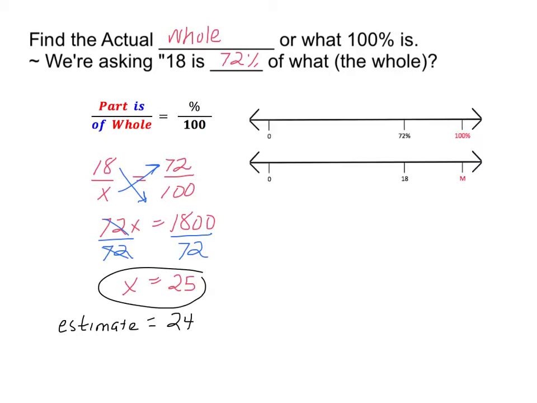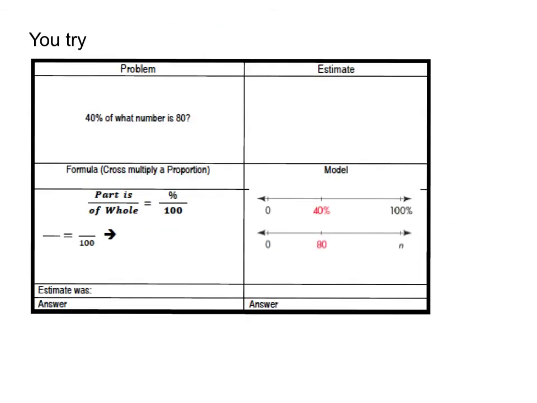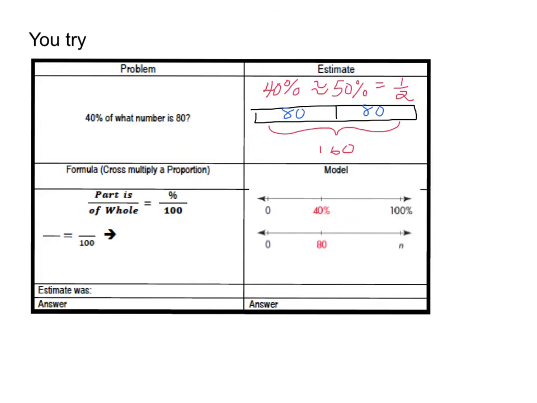If we look at our number line model, again, they're saying it's comparing 72 to 100, and we would set that equal to 18 over m. That would leave us to cross multiply and solve the same as we have on the left. Now you try. Go ahead and pause the video, and when you hit play, the answers will appear. Do not forget to estimate first.